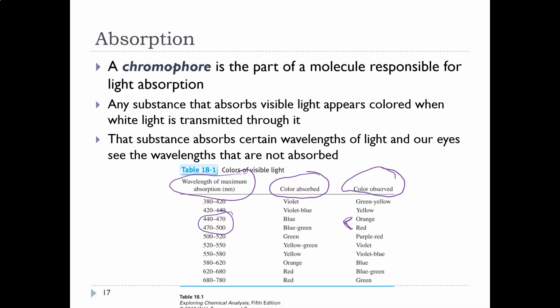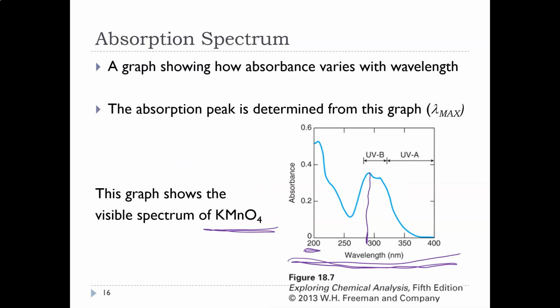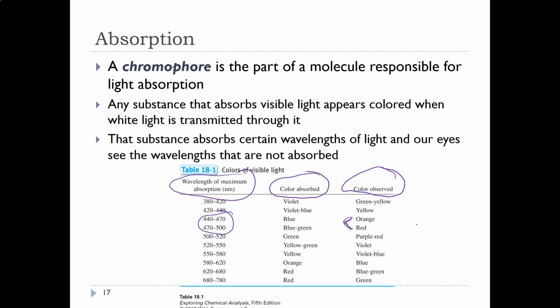So if you have a sample and you have no idea what its lambda max is, this kind of table helps you know what to tell the instrument to measure between. Now this table only works for visible light. If we have a sample that absorbs ultraviolet light, our eyeballs do not see ultraviolet light, so we would just have to measure the whole ultraviolet spectrum to see what would happen.